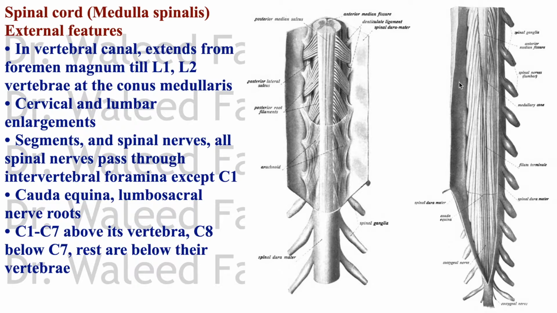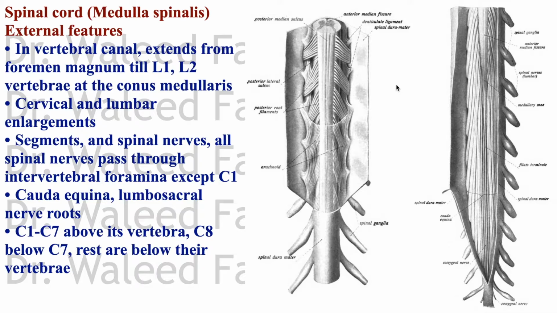It has a cervical enlargement and lumbar enlargement to provide a space for the cells of the upper limb and the lower limb. The upper limb forms the cervical enlargement, and the lower limb forms the lumbosacral enlargement.